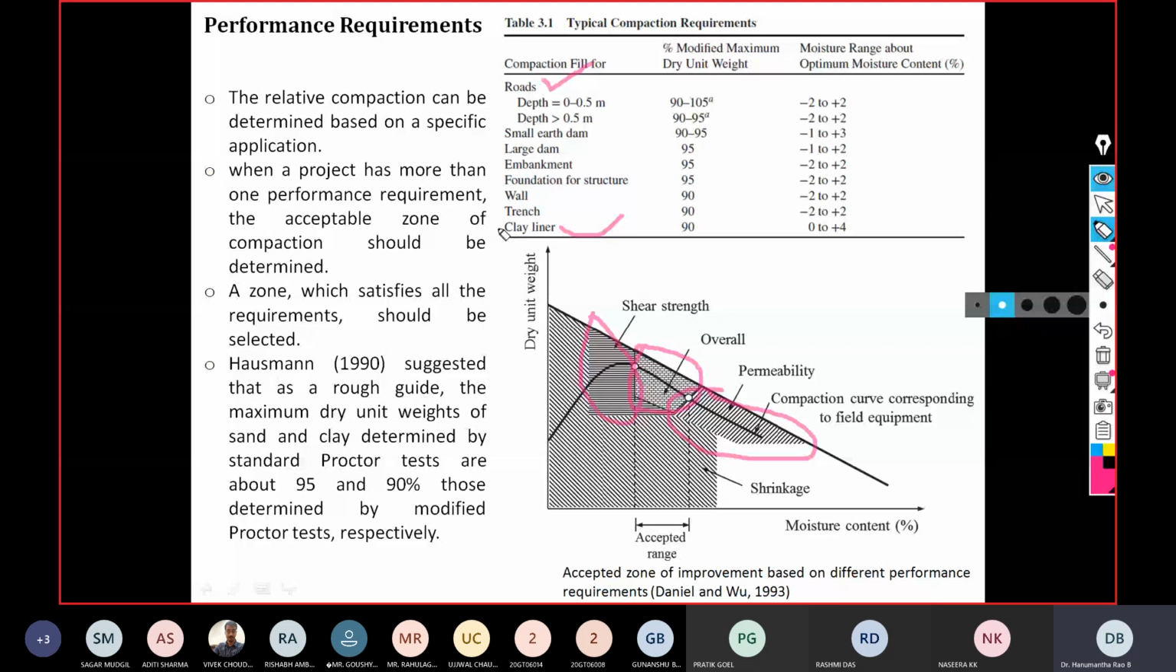So a couple of the observations are like, for example, Houseman suggested that as a rough guide, the maximum dry unit weights of the sand and the clay determined by standard Proctor test, 90, respectively.